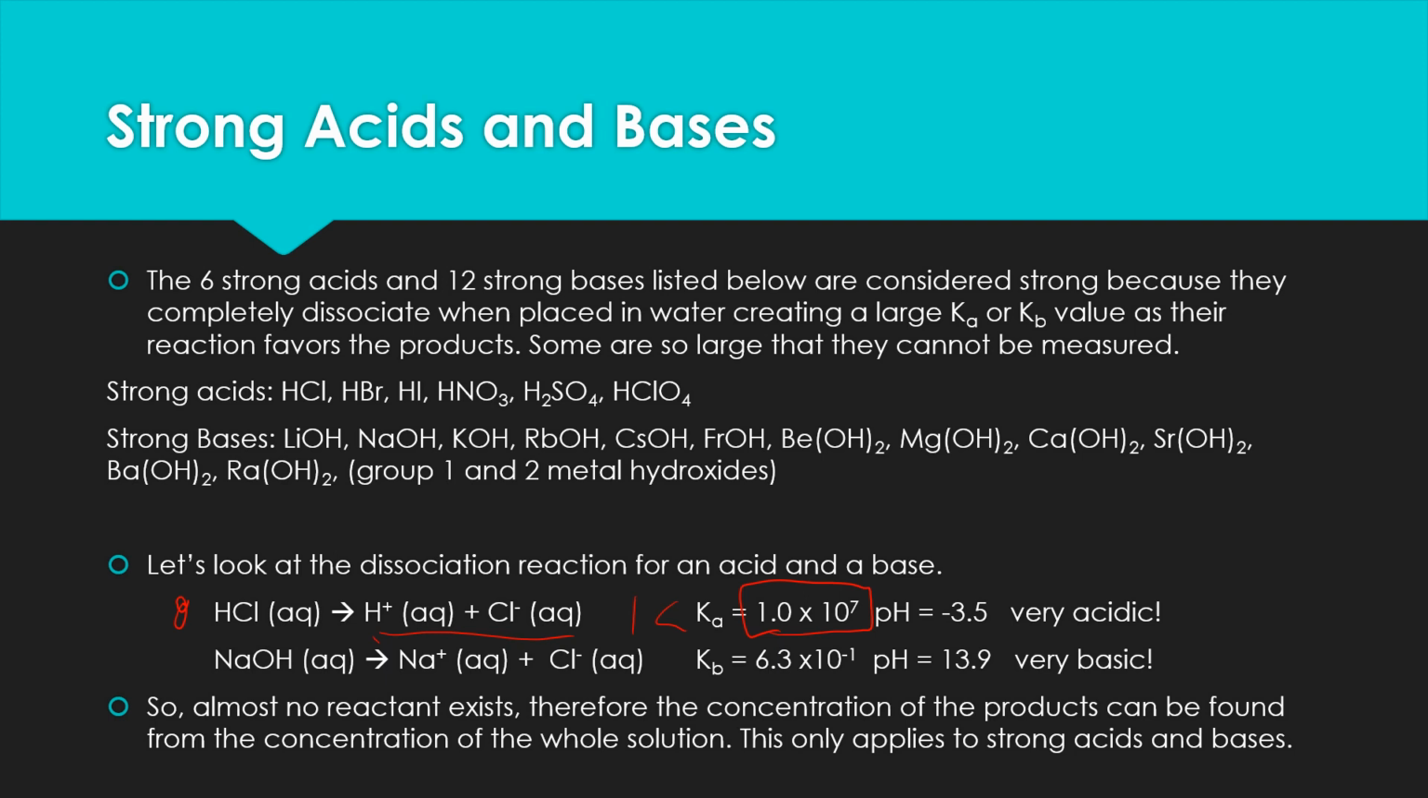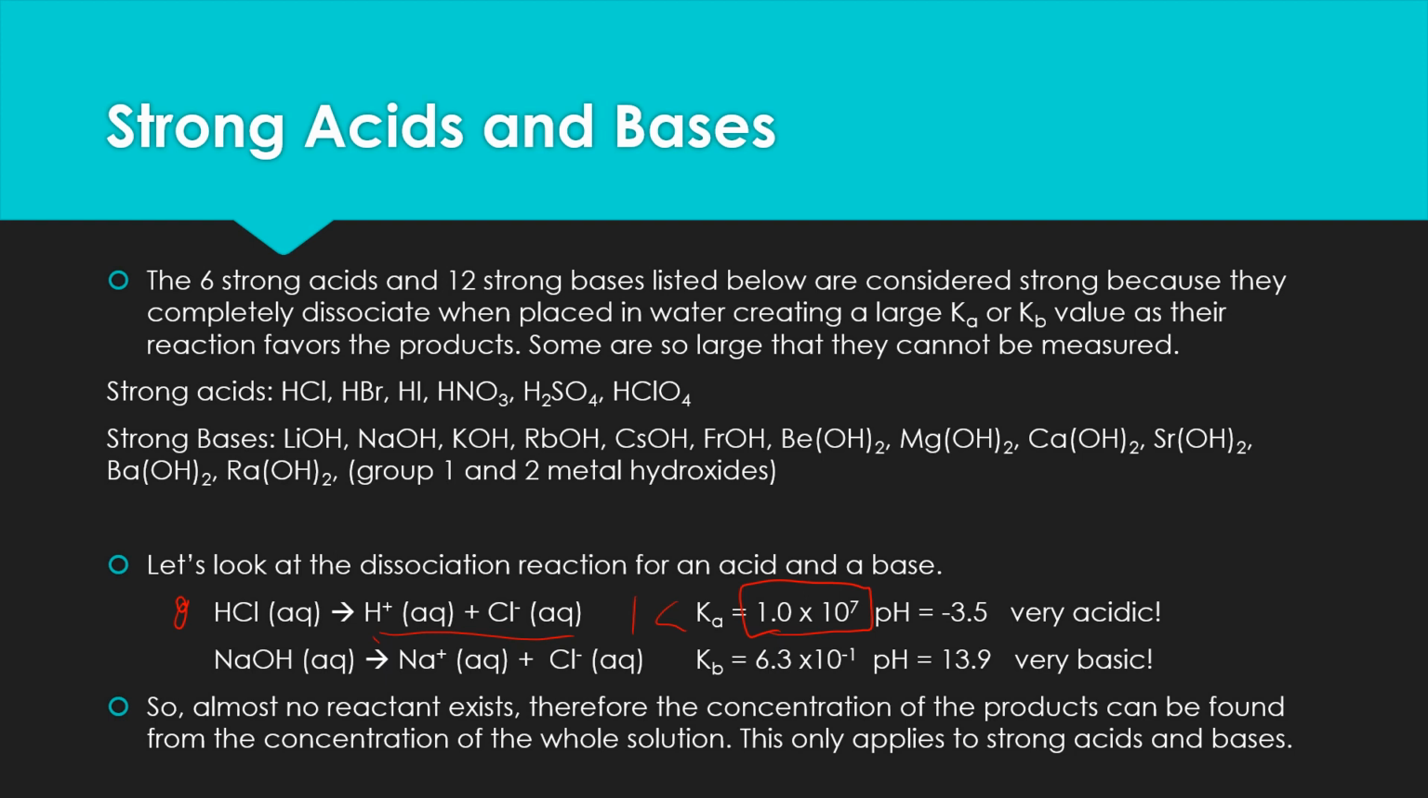Our pH here is negative 3.5. Okay, so we talk about the pH scale being from 0 to 14. That's kind of true, but not really. Our strong acids, things like hydrochloric with their Ka values, can have very small pHs. They can even have negative pHs. We don't see it a whole lot in this class, but it's good to be aware that that is possible. So it is super acidic.